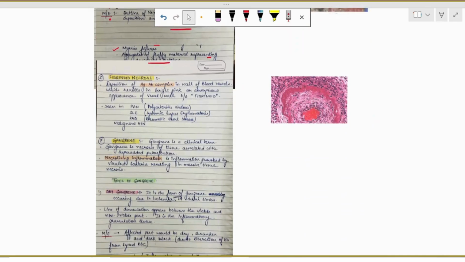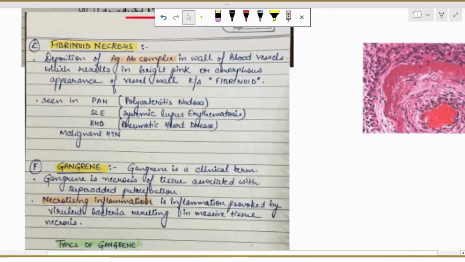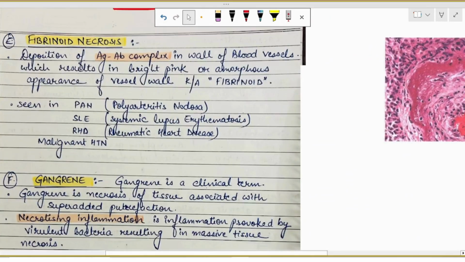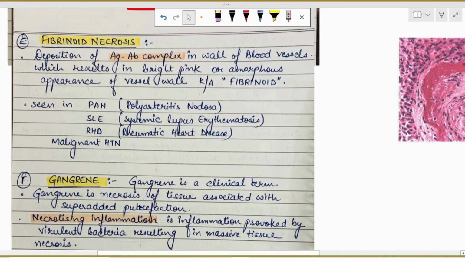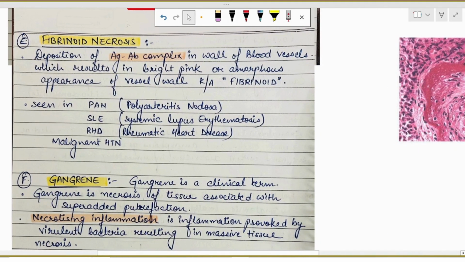Now, moving on to the next type of necrosis, that is fibrinoid necrosis. So, what is fibrinoid necrosis? Fibrinoid necrosis is actually the deposition of the antigen antibody complex in the wall of the blood vessels, which results in a bright pink or amorphous appearance of the blood vessels. This is known as fibrinoid.